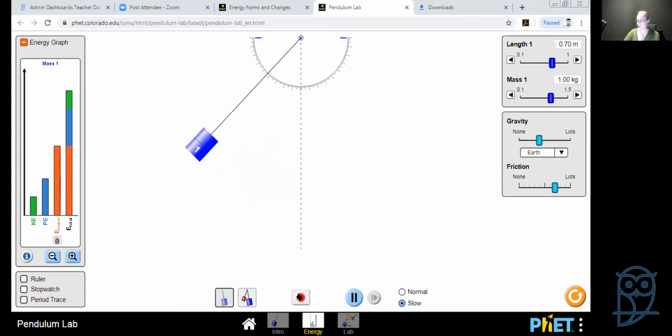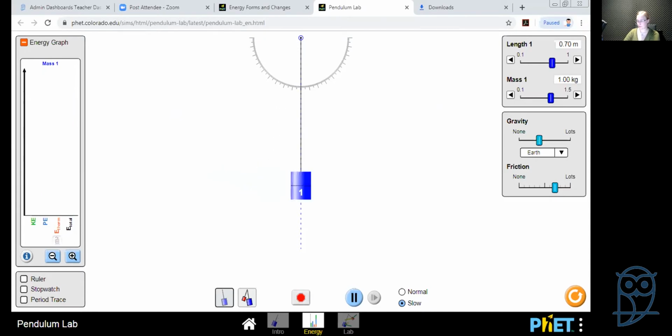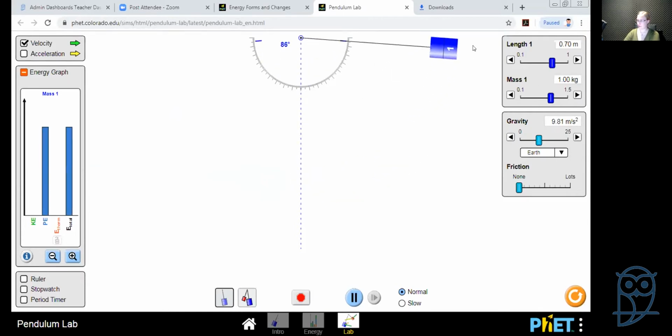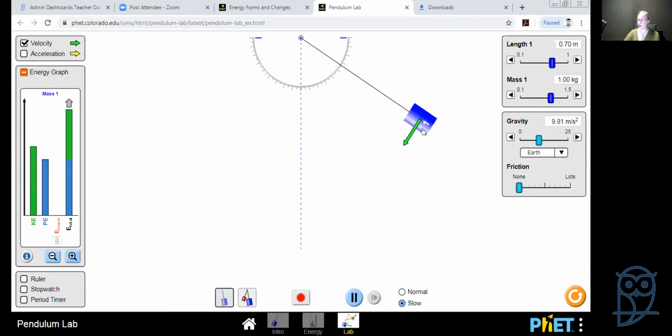Okay, over here we've got our same energy graph. Now we can add velocity and acceleration vectors so that you can see what happens. So here we go. Let's just start it swinging. I'm going to make it slow again. Here you can see its velocity is at its maximum point once it's down here. And there, the velocity is increasing again, and there we go.